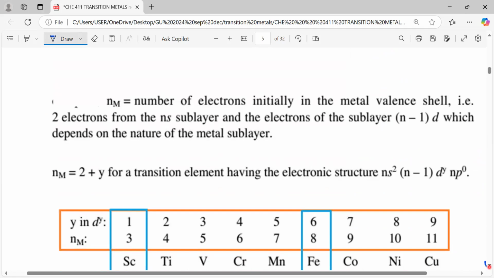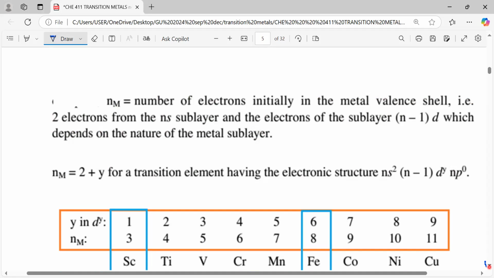So another thing is the number of electrons initially in the metal, and what happens when a reaction occurs. Initially, we can actually know the number of electrons specifically in the outermost energy level. That's our concern. What is in the s and the d? So how do we do it?